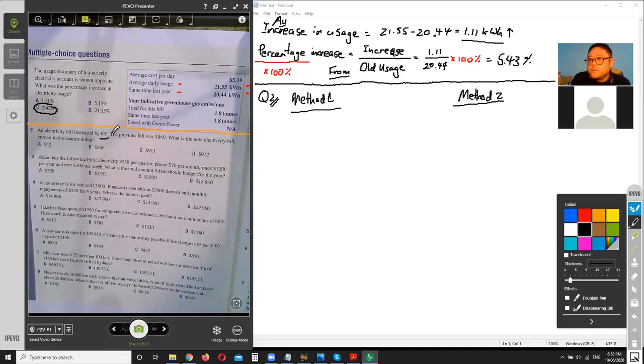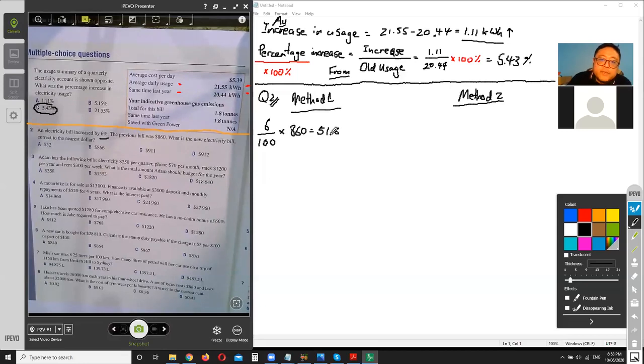I usually do 6 divided by 100, times by the number. So you go 6 over 100, times by 860. I get 51.6. Good, and you work that out on your calculator. What do you get? 51.6. Yeah, that sounds right.